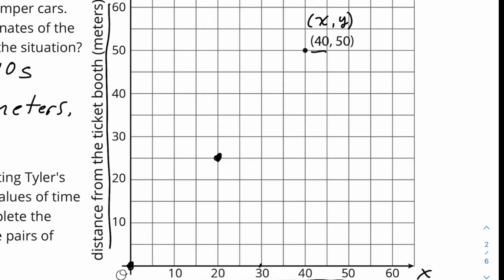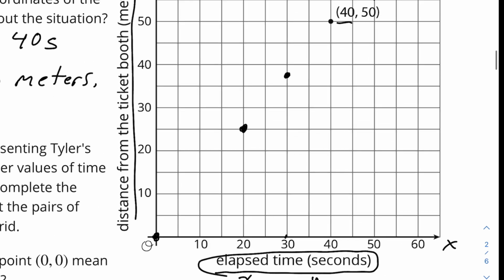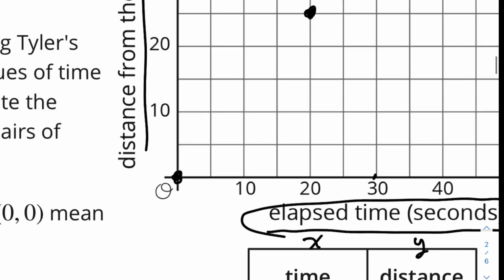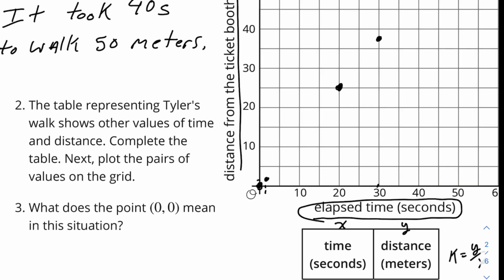30 and 37.5 will give us right here. And our next one is 40, 50. We also could put 1 and 1.25. That's going to be very hard to put on here because we have 0 and 10, but 1 would be somewhere right here and 1.25 would be right here. So it'd be very close to our origin. That's 1 and 1.25.